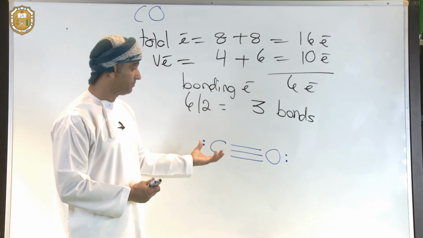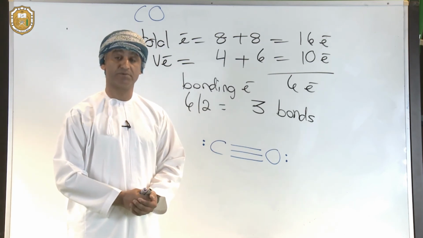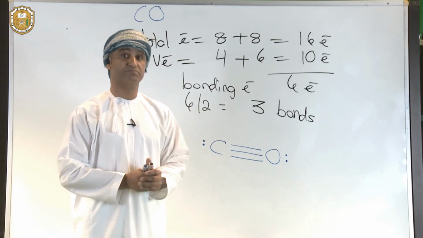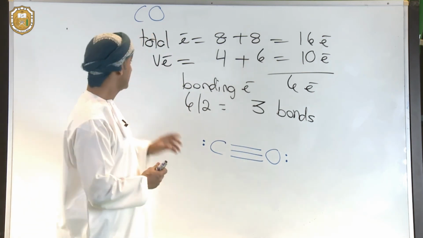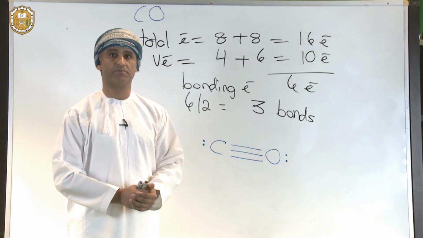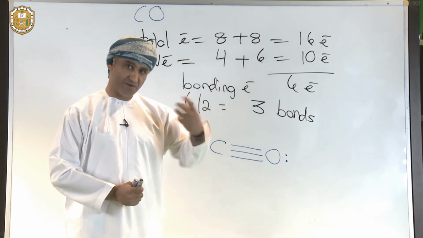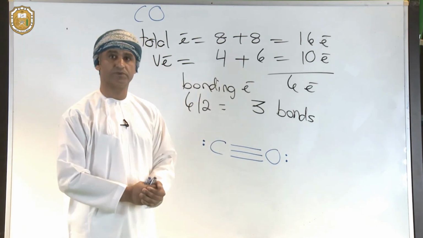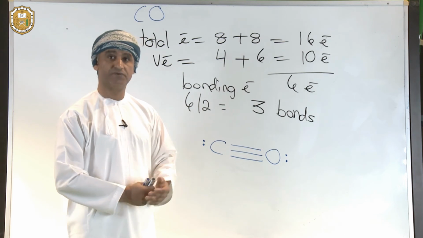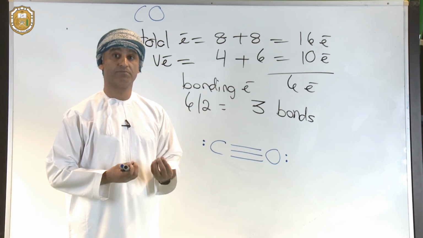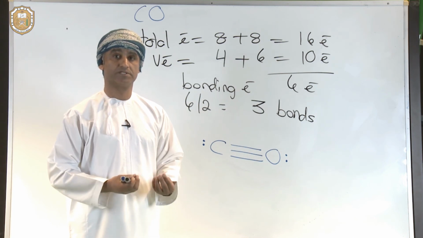So this is therefore a possible Lewis structure for carbon monoxide, using a slightly different method from the one that we have used before, taking into account the total number of electrons, assuming that all atoms obey the octet, and we subtract from it the number of valence electrons. We get the number of bonding electrons, which is 6 in this case. If you divide bonding electrons by 2, you get the number of bonds possible in a Lewis structure.